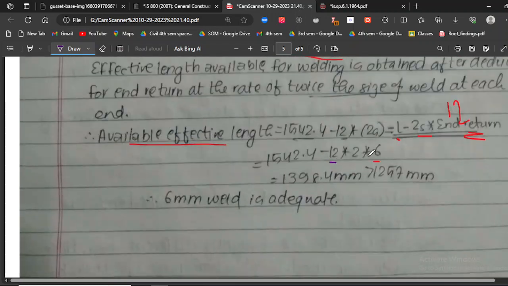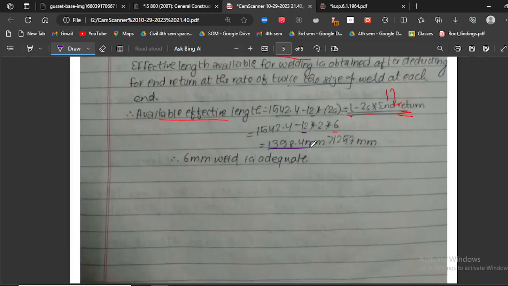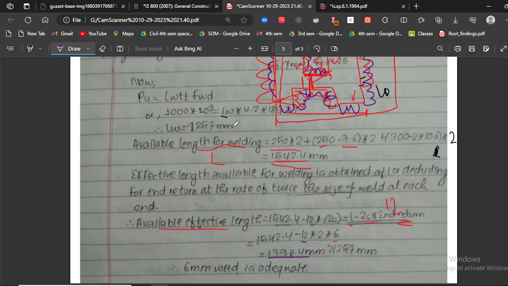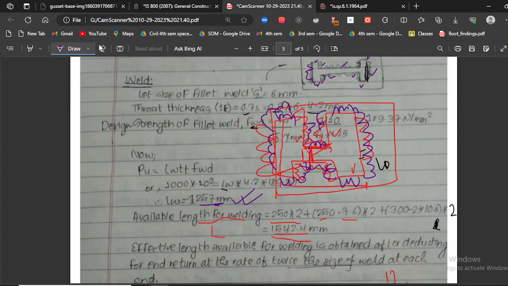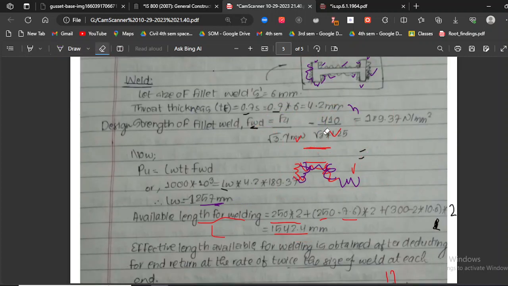So you can simply remember this value. If we put 12 into 2 into 6, we get my available effective length as 1398.44 mm, which is greater than my required minimum length of 1257 mm for welding. So the 6 mm weld is adequate, and this is my design related to my welding as well.